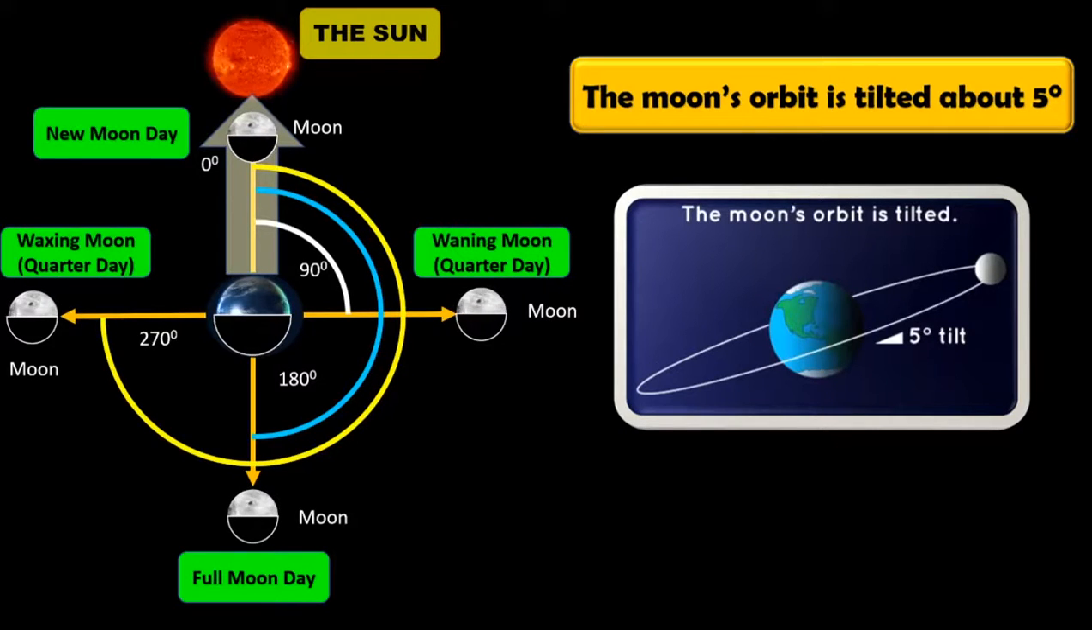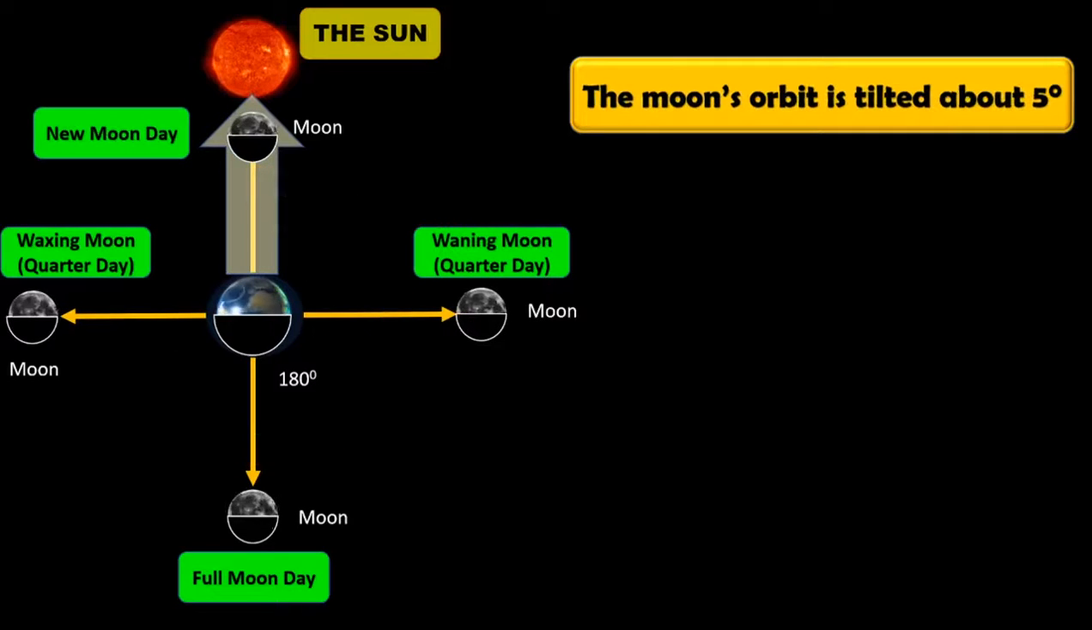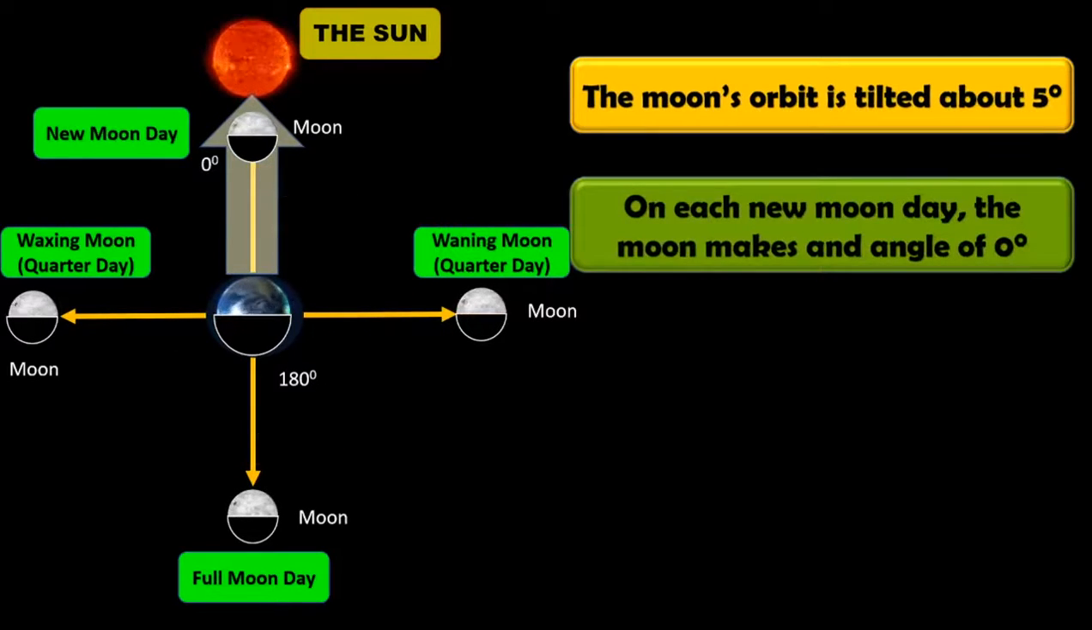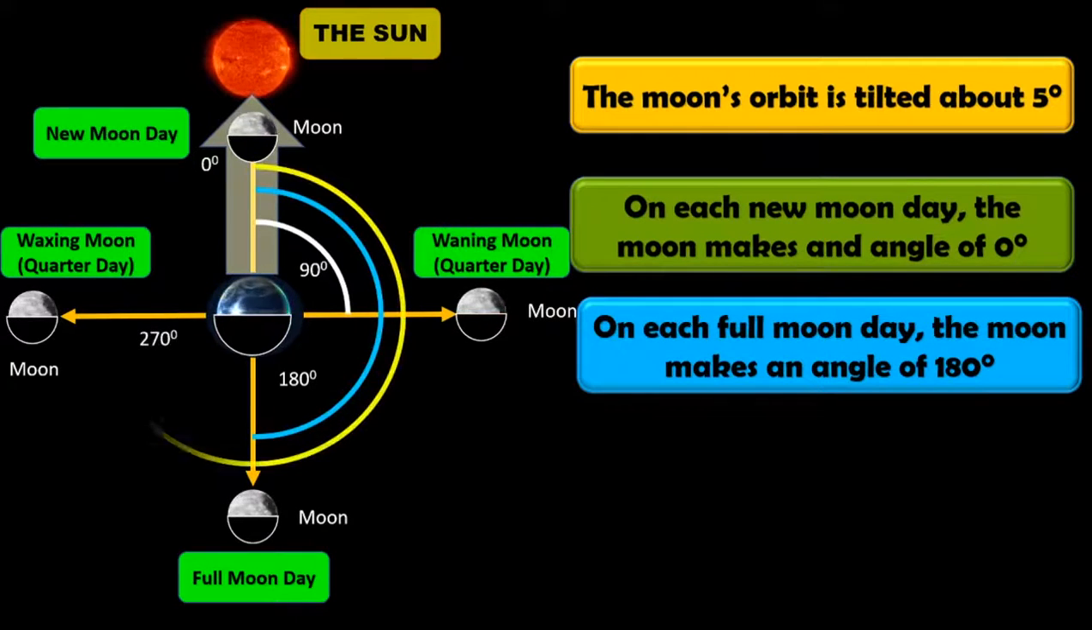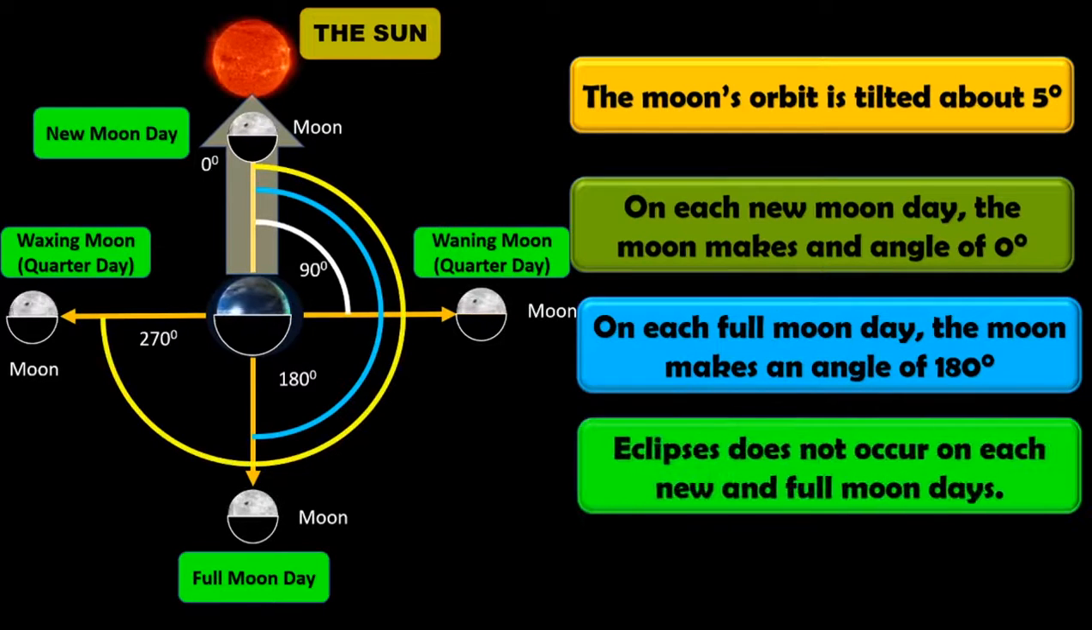On each new moon day, the lines joining the Earth and the Sun, and the Moon, make an angle of 0 degrees, whereas on each full moon day, this angle is 180 degrees. Students, remember that the Sun, the Earth and the Moon may not be in one straight line in the same plane on every new moon or full moon day. Hence, eclipses do not occur on each new moon or full moon day.